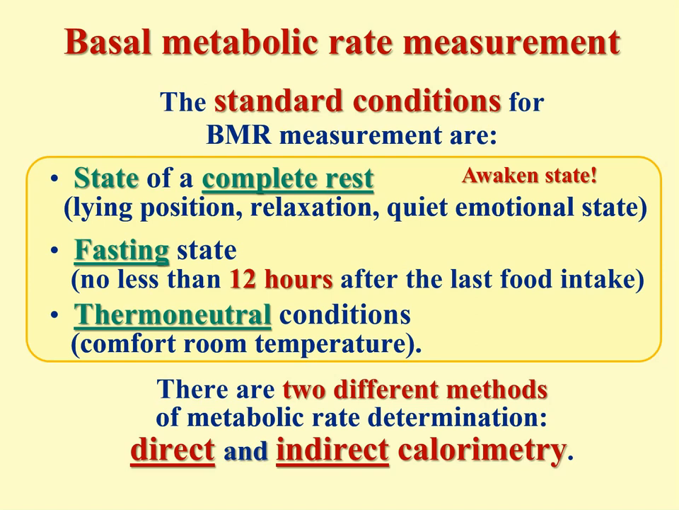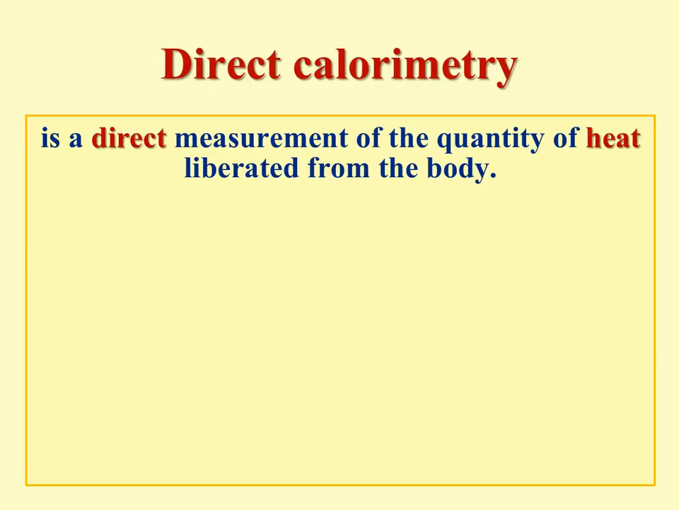Calor, this is a Greek word for heat. So we measure the amount of heat released from the body. Calorimetry. And then, if you understand easily that direct is exactly measurement of heat, so the direct calorimetry principle is clear and you cannot forget this. Direct calorimetry is simply measurement of the quantity of heat liberated from the body. Of course, technically it's not a very easy process to measure the heat that is released from the body.